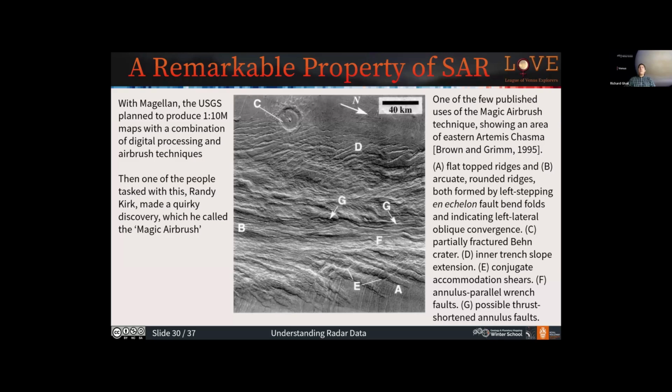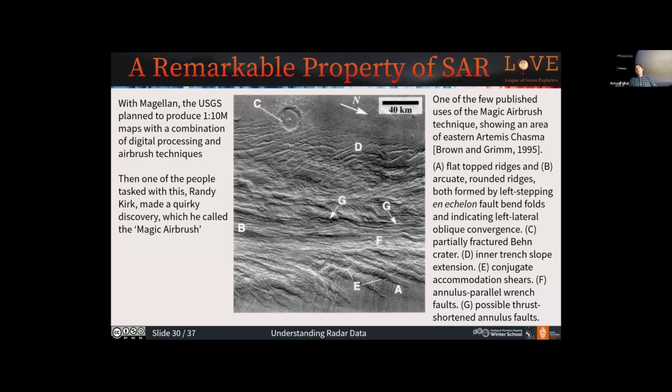And I think this is the only paper I've come across which makes use of that technique in their research. But this is effectively a shaded relief map generated directly by the radar. The problem with it is that in very few cases did Magellan look at the same angle from the right and from the left.